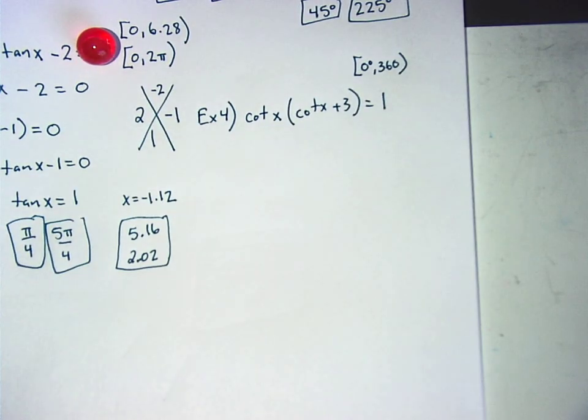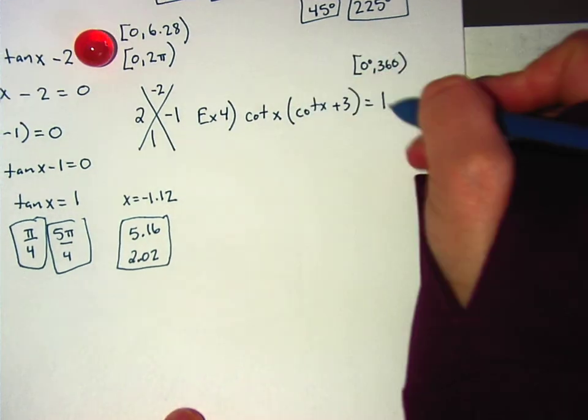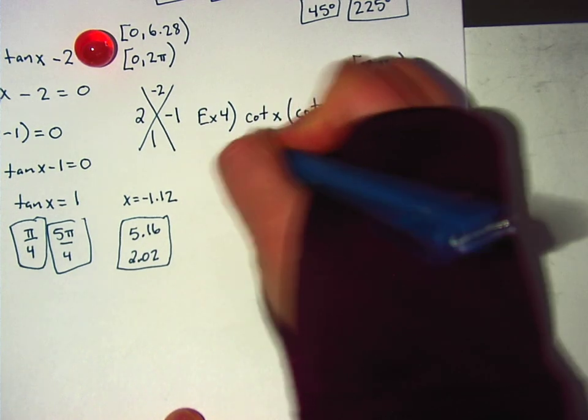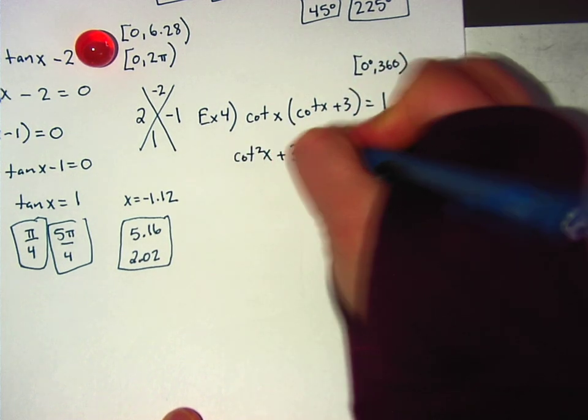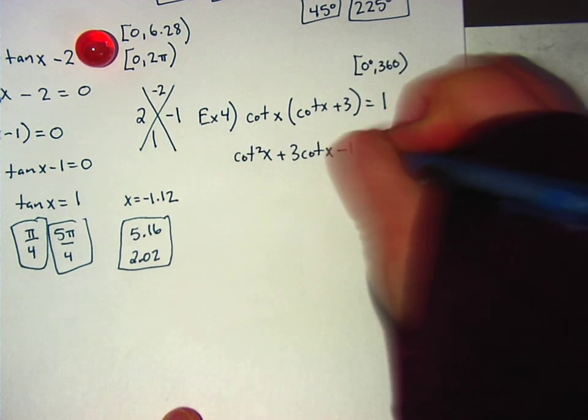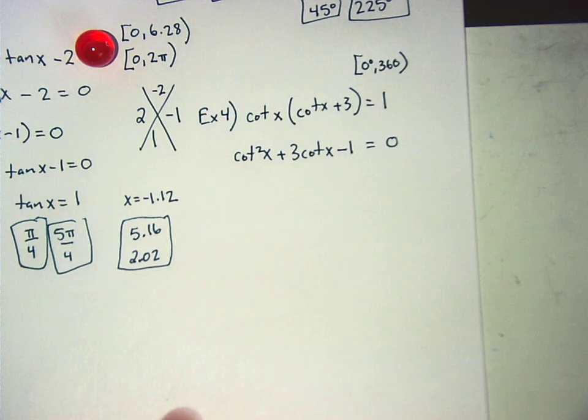Okay. Ideas. Gustavo. I think so too. Normally I'd set them equal to 0, but this doesn't say 0 over here, right? It says 1. So I'm going to write cotangent squared x plus 3 cotangent x. And while I'm at it, I'm going to subtract 1, get it all on one side.